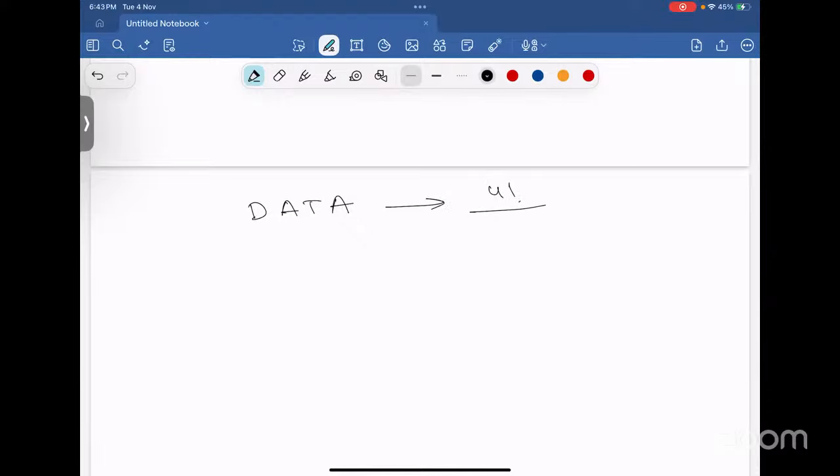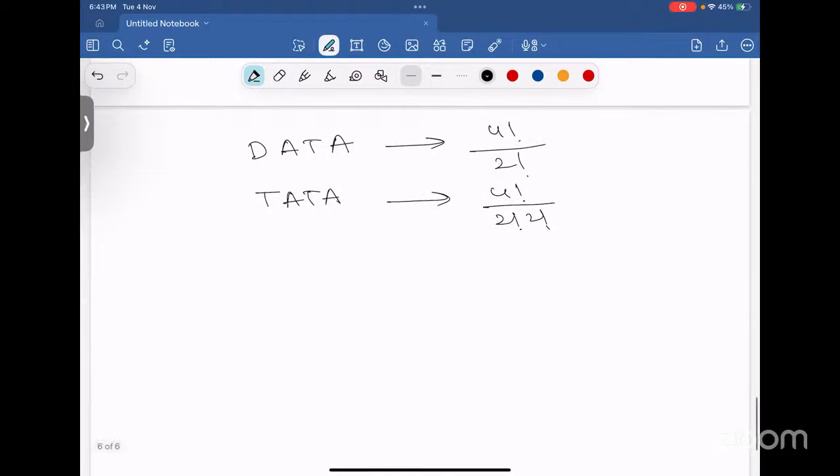4 factorial by 2 factorial, because A is repeating. So if I have Tata, it will be 4 factorial by 2 factorial into 2 factorial, right?